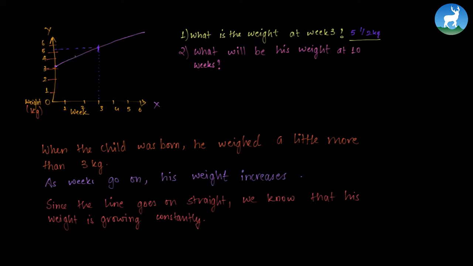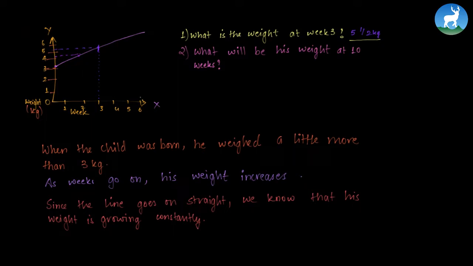Now in the second week we can see that his weight is a little bit more than 4 kilos. And in the 3rd week, his weight is a little bit more than 5 kilos. So we can say that his weight is increasing by 1 kilo per week, right? Every week, he grows 1 kg.